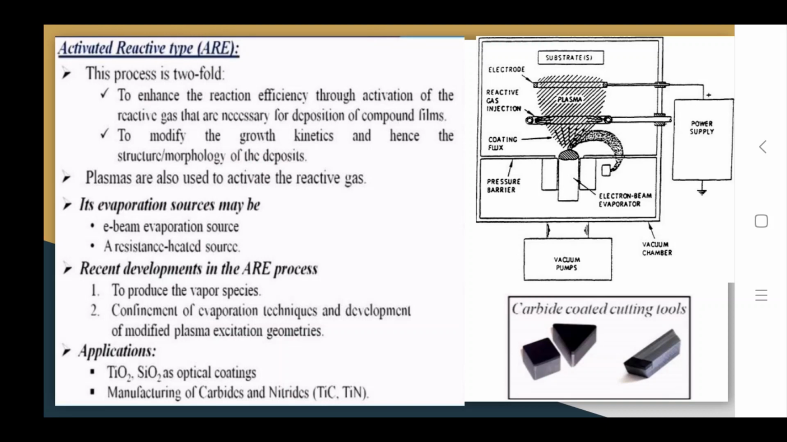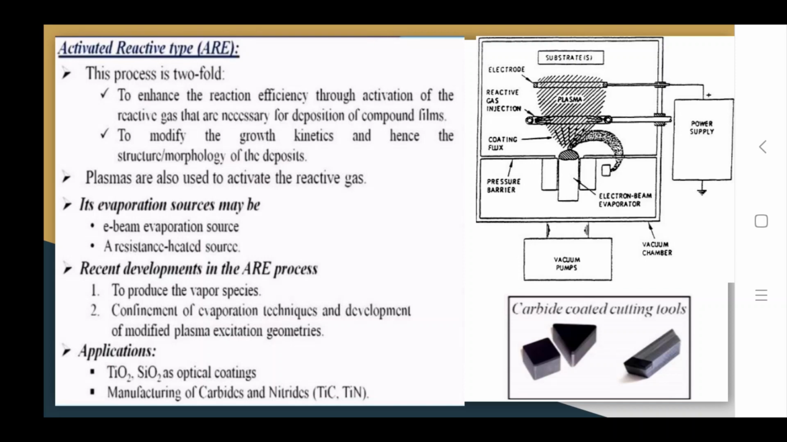Now what are the applications? We can make titanium dioxide and silicon dioxide as optical coatings, and manufacture carbides and nitrides, meaning titanium carbide and titanium nitride, which can be used for coating some kind of tool material, or maybe cutting tool material.